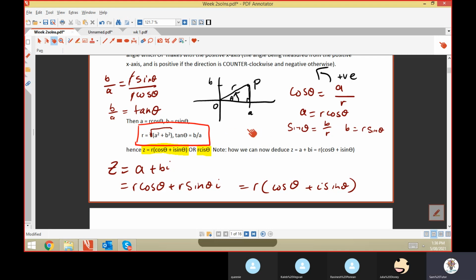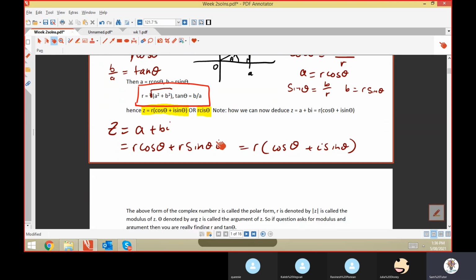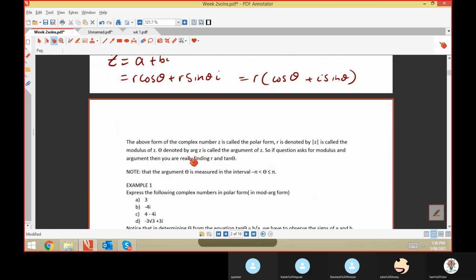Good. Caleb, let's just confirm. You're happy with everything so far? Yep. So R equals and tan theta equals B on A. All right. Scroll down. The above form of the complex number Z is called the polar form. I just said that.